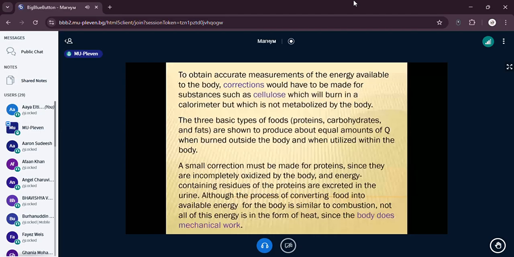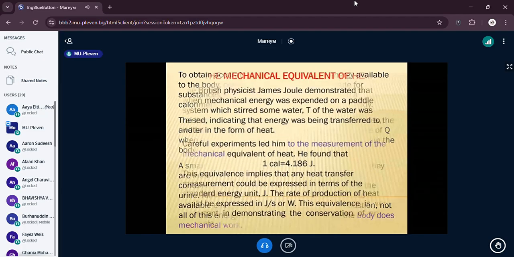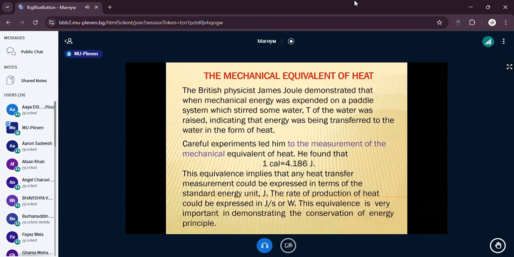Also, some residues of proteins cannot be oxidized and are excreted in the urine. So thus corrections are needed for complete validation of the law. And in that section, mechanical equivalent of heat.